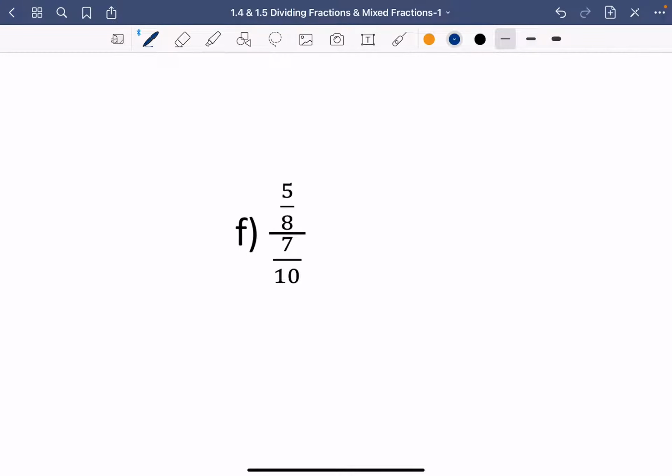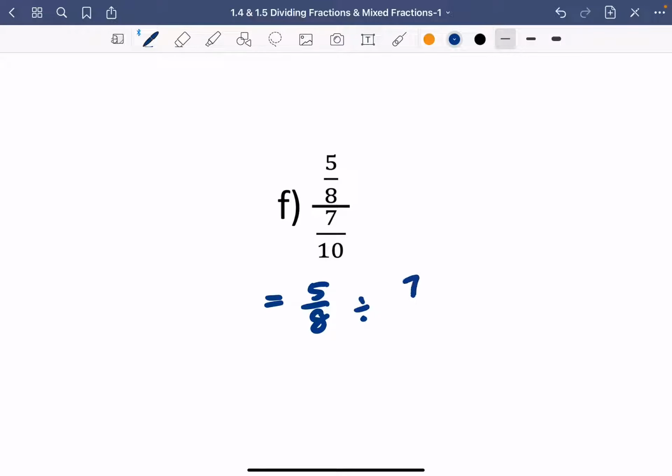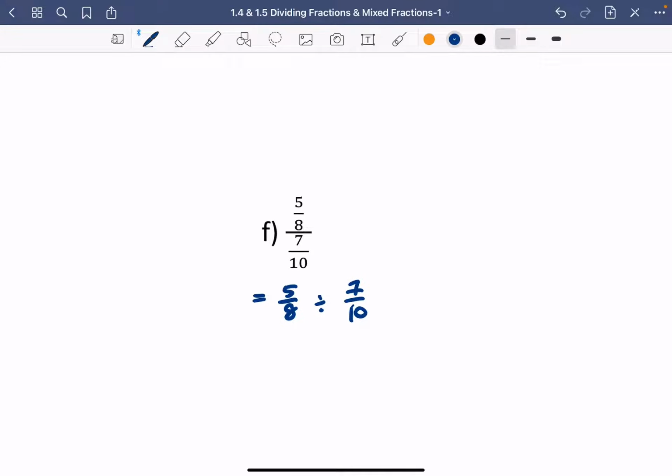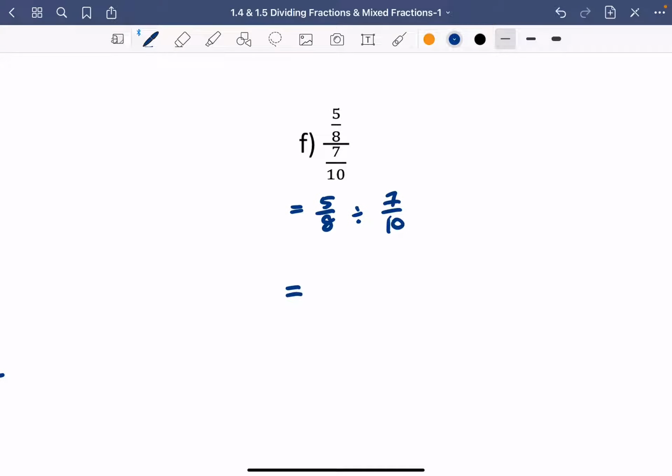Okay, next question. Well, same idea. It's the top fraction divided by the bottom fraction. So 5 over 8 divided by 7 over 10. And we'll multiply the reciprocal: change division to multiply, and then find the reciprocal of the divisor.